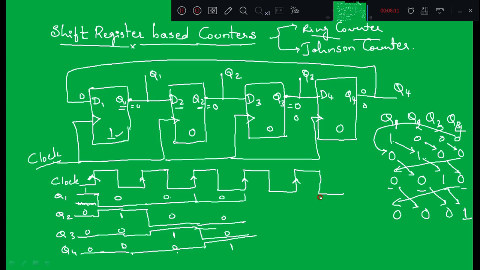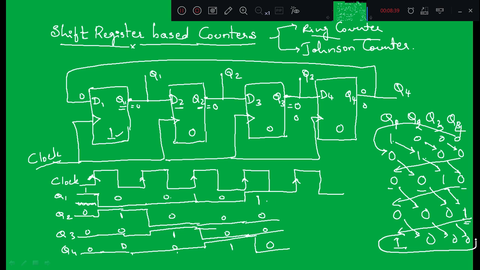At this rising edge of the clock, Q4 is connected to D1 and Q4 is high here. So Q1 becomes 1, Q2 becomes 0, Q3 becomes 0, and Q4 becomes 0. That means Q1 will become 1, Q2 will remain 0, Q3 will remain 0, and Q4 will become 0, right? So the same states are going to repeat.